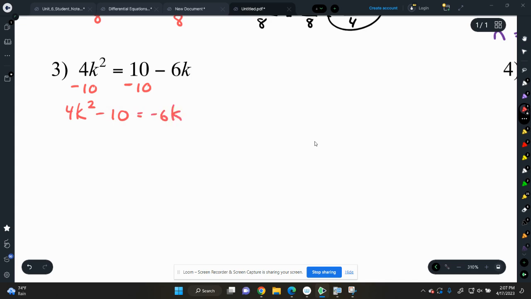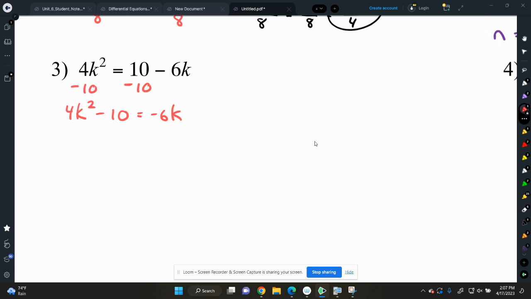Now notice on your Delta Math assignment, when we moved things over, we had to combine like terms before we continued. Like on your Delta Math, there might have been a plus 3 over here, so we'd have to do 3 minus 10. So this one's easier because we don't have any like terms to worry about.